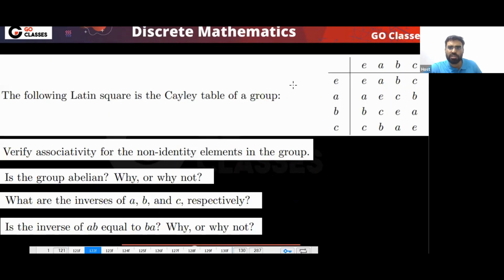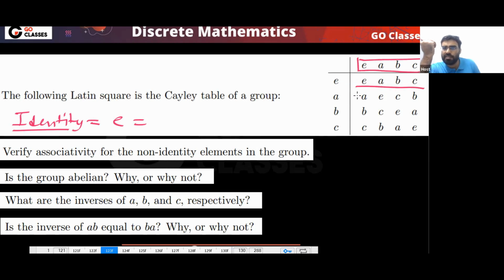Now here, let's come back to this question. If you want to check associativity, then you don't include this identity. Do we have identity element here? First you tell me, what is the identity element? First you check, is there any identity element or not? Identity element is E, because you can notice this header is same as this row, and this column is same as this. Okay, so this is the idea. So I can say identity element is E.